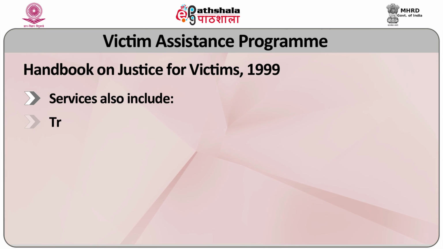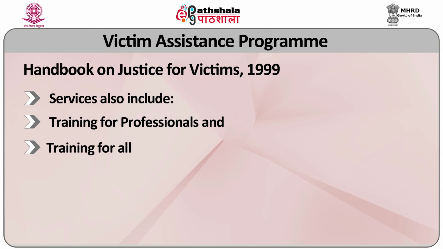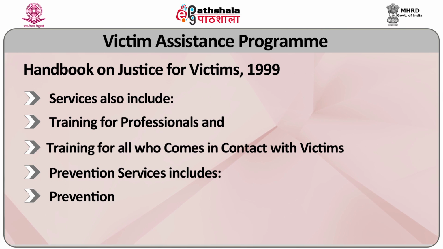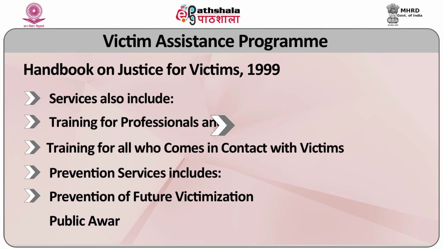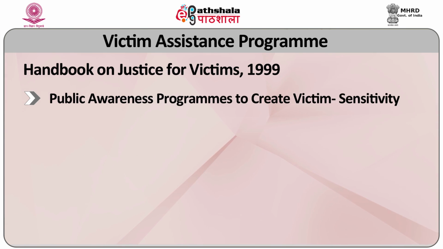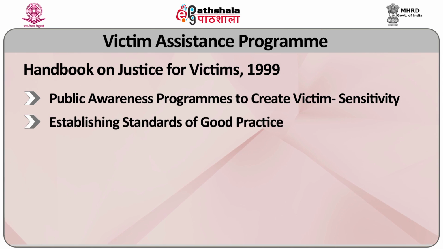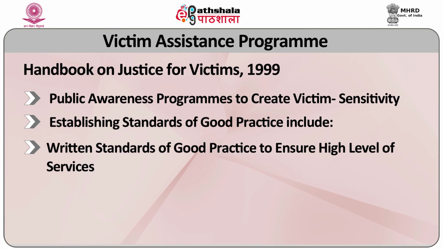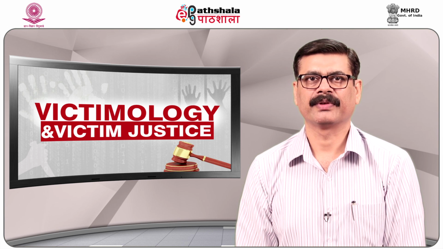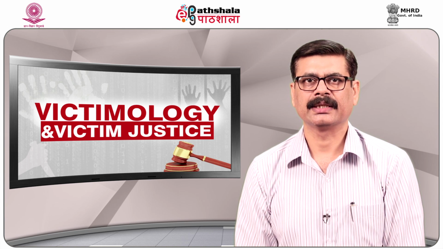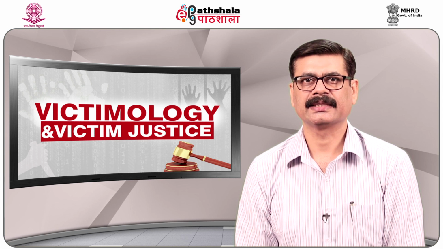Services also include training for professionals and training for all who come in contact with the victim. For prevention, services include prevention of future victimization. Public awareness programs include public awareness programs to create victim sensitivity. Establishing standards of good practice includes written standards of good practice to ensure a high level of services. The role and responsibility of frontline professionals and others to victim. This handbook suggests the methods to be taken by the frontline professionals as they play an important role in ensuring justice to the victim.